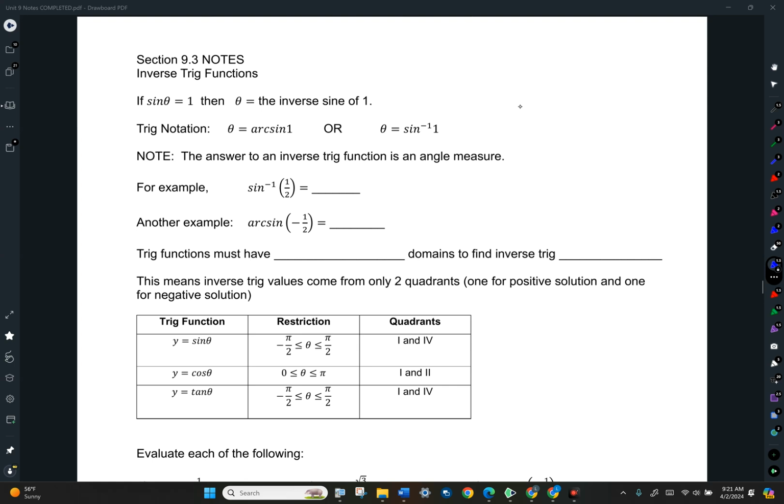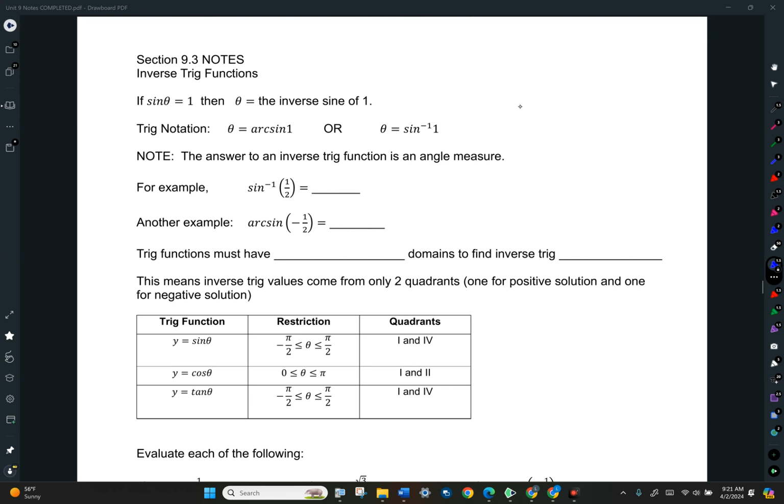This is section 9.3. It's going to be the last section we do in this unit, and really it's similar to what we've been doing. It's just using a different notation, and this notation may be familiar to you from your physics class if you've already gone through physics.